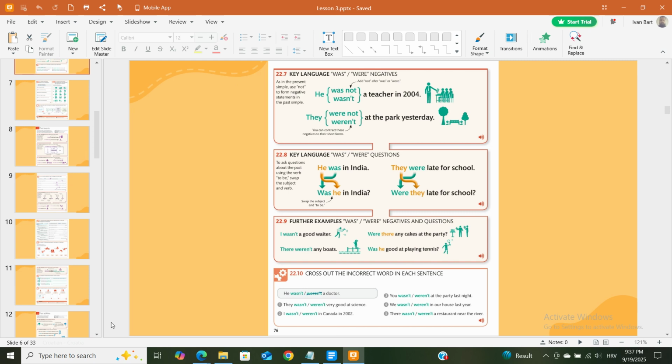Was and were questions. To ask questions about the past using the verb to be, swap the subject and verb. He was in India. Was he in India? They were late for school. Were they late for school?